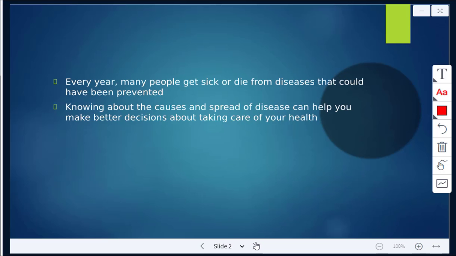All right, so why is this unit important? Well, every year many people get sick or they die from diseases that could have been prevented. So knowing about the causes and spread of disease can help you make better decisions about taking care of your health.